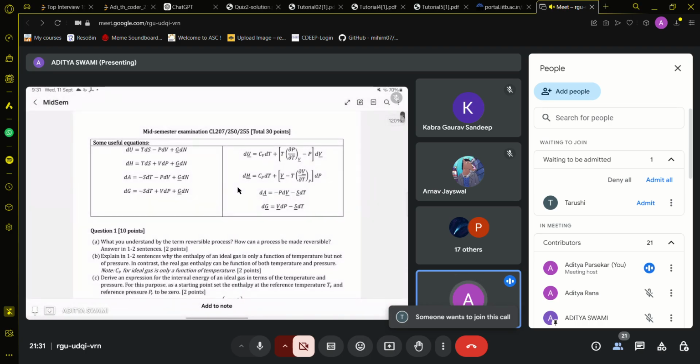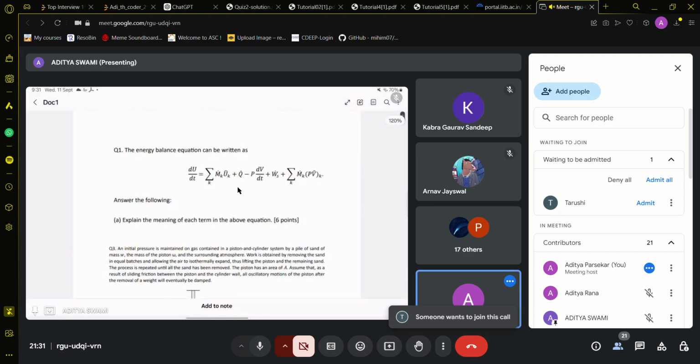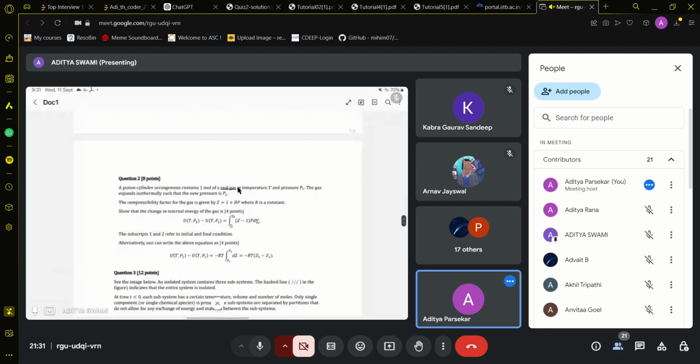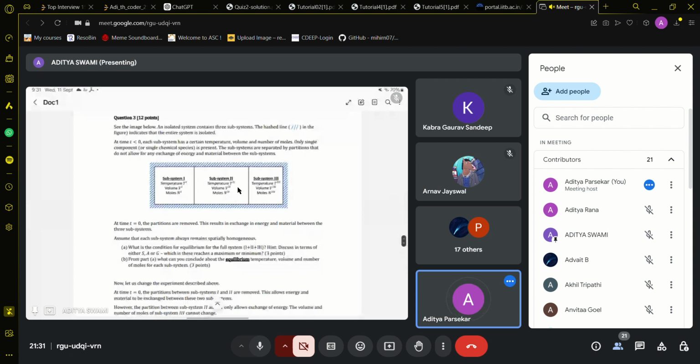I think it's visible. Yeah, so this is the question I'm referring to here. As you see, there are 3 subsystems. The quiz question has a similar variation with 2 subsystems. So let's go over this question now.